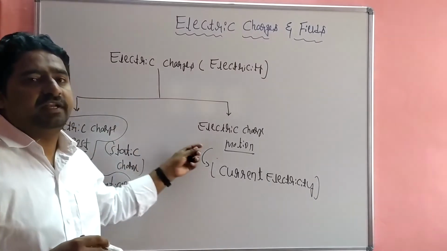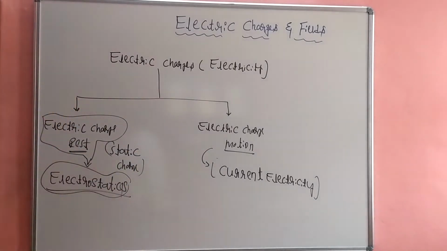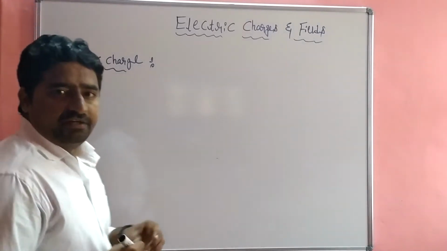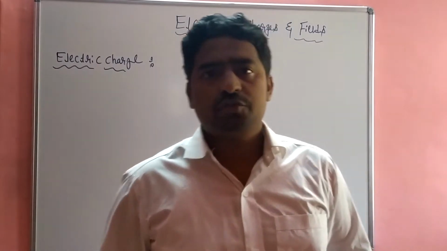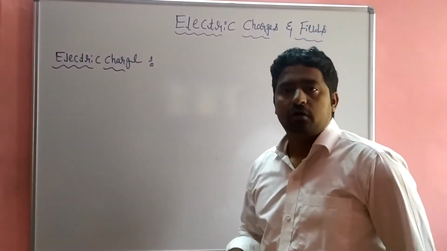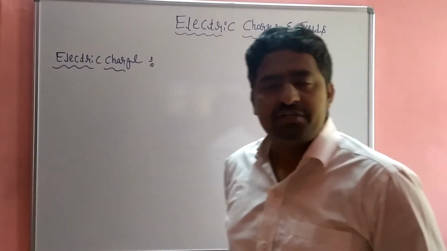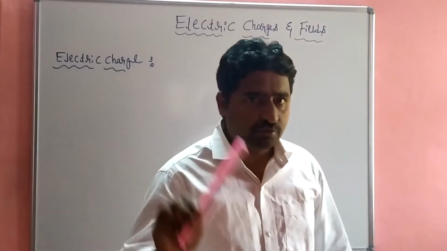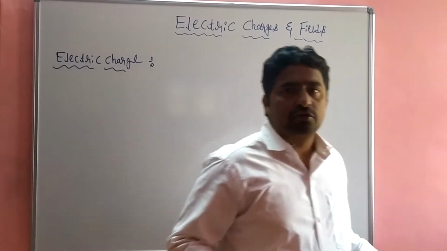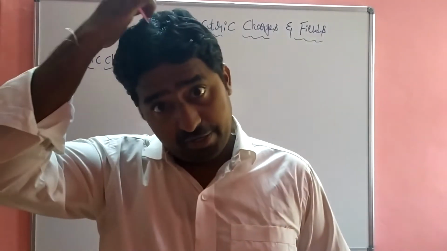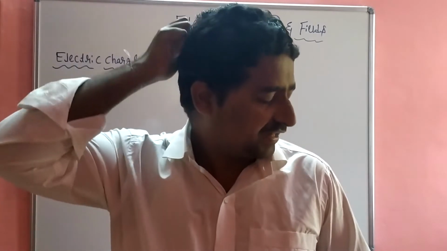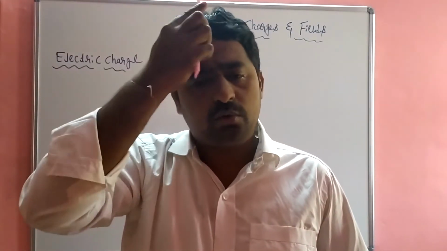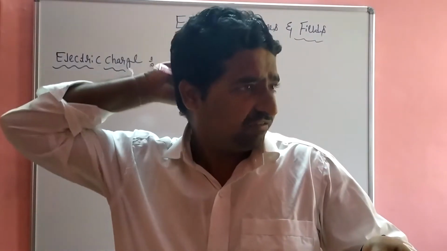So let's see what is electric charge. Before starting the definition, let's see how the term is indicated in our day-to-day life. Let's take a plastic comb. This plastic comb is rubbed with dry hair, and brought closer to small bits of paper.